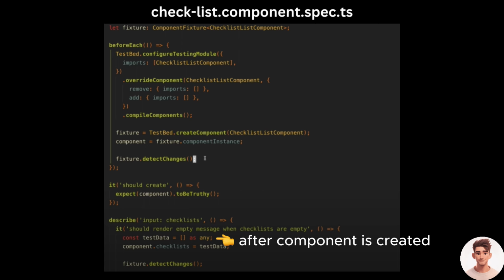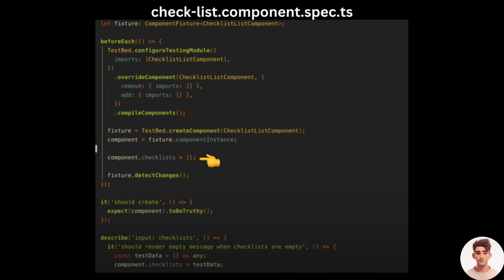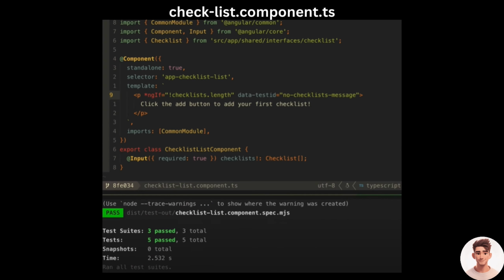so we can fix this by setting up a default input of an empty array in our beforeEach block. This will run before each of our tests are executed and will prevent this problem. If I run the tests again, now both pass.